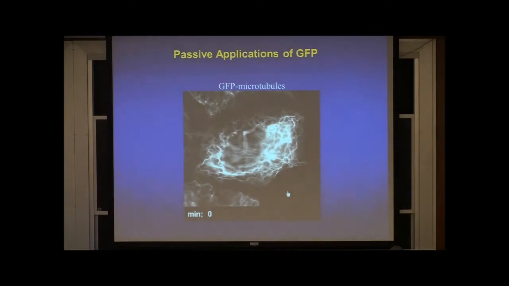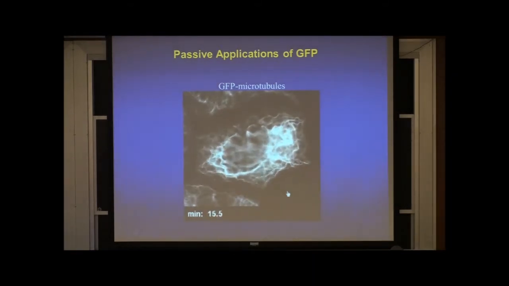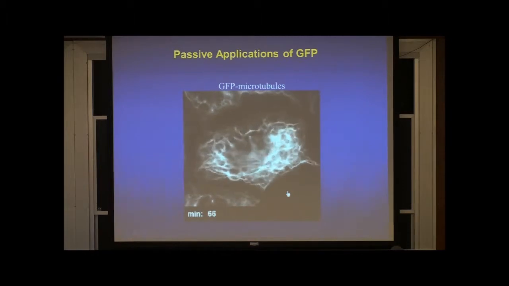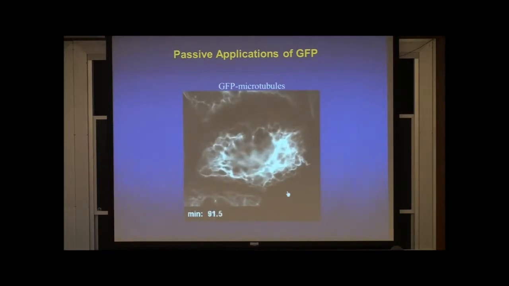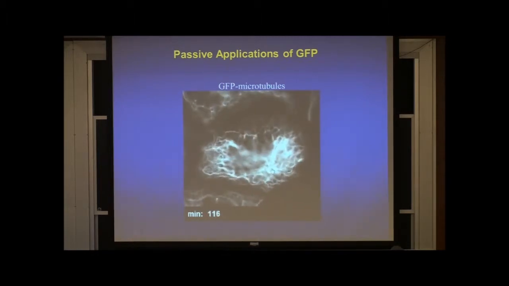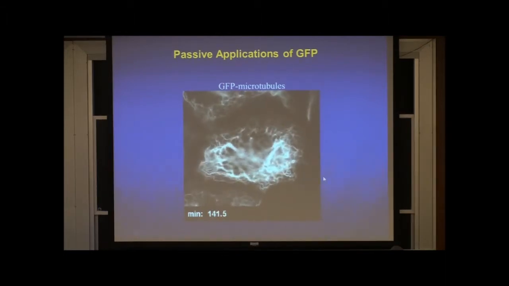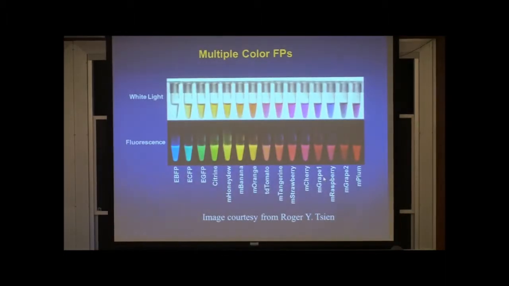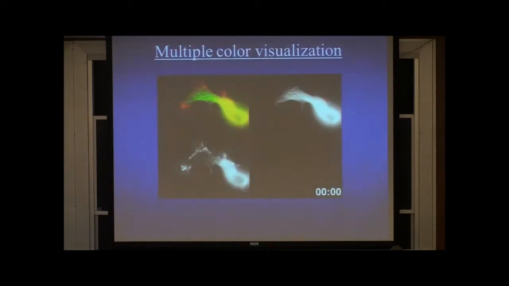So I just want to show a movie, as you can already see from other speakers. Without GFP, it will be very difficult for you to see the dynamics of these cytoskeletal microtubule filaments. With the different color fluorescent proteins, of course, you can also visualize multiple cytoskeleton components simultaneously, such as in this neuronal cell. This movie somehow cannot be played, but I just want to describe.